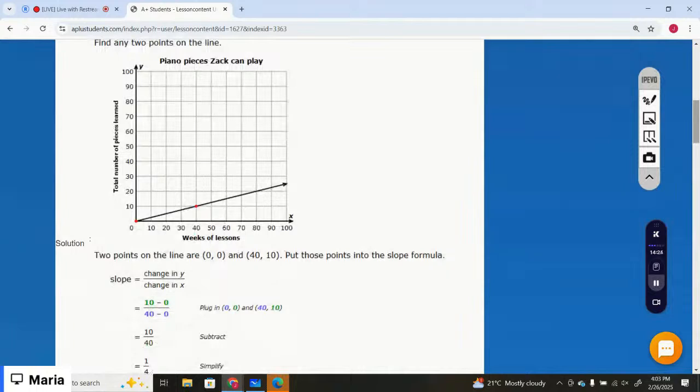You have to find 2 points on the line, and then you have to use the formula that we use to calculate the slope, that is change in y divided by change in x. So that is, for example, here is the first point, that is 0, 0, and here is the second one, that is 40 and 10. So you need to calculate change in y, that is 10 minus 0, and change in x, that is 40 minus 0. So that is 1 over 4.